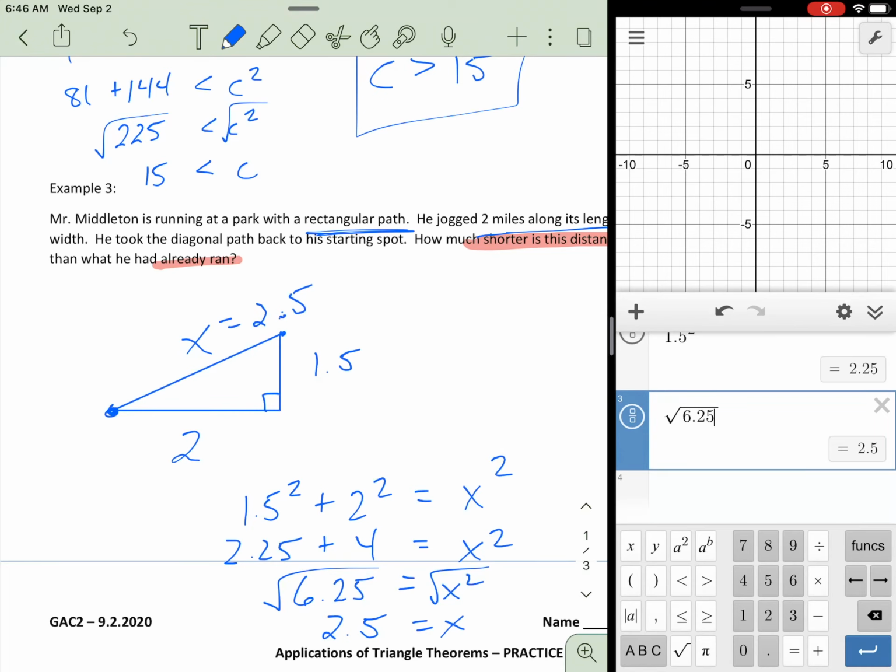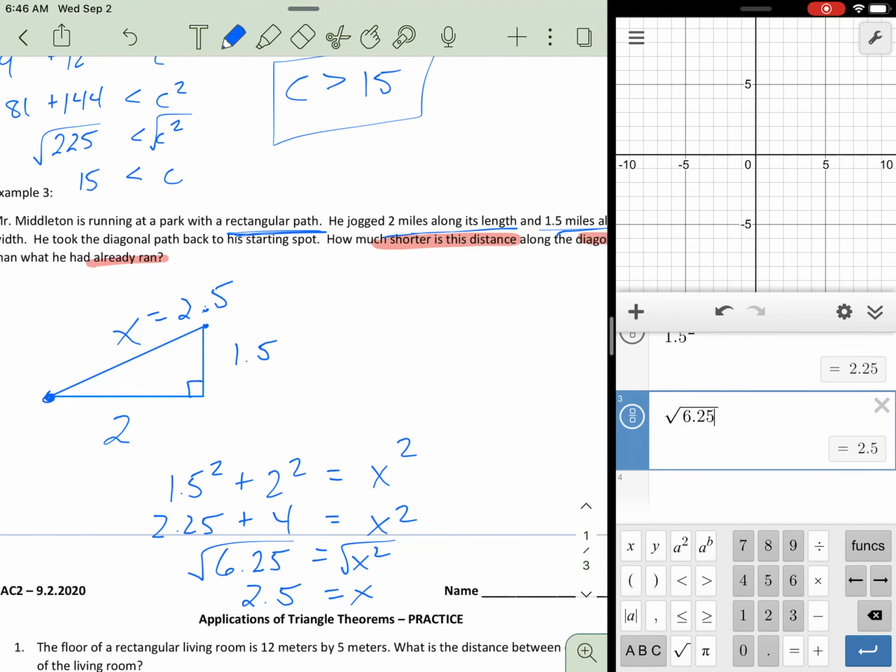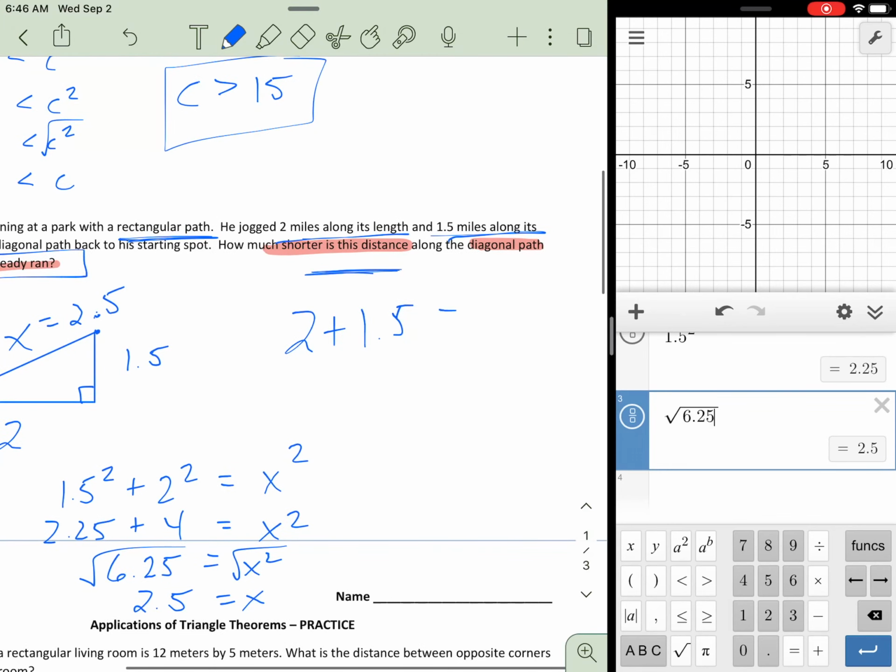The question is not what is the diagonal, it is part of it, but it says how much shorter is the distance along the diagonal than what he already ran. So he already ran 2 plus 1.5 miles, which is 3.5 miles, and then the hypotenuse was 2.5 miles, so it was 1 mile shorter.